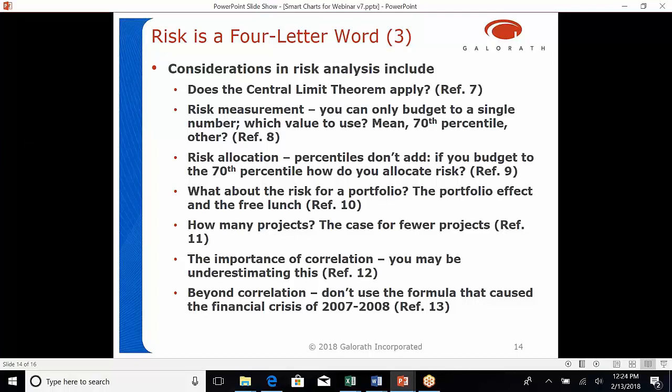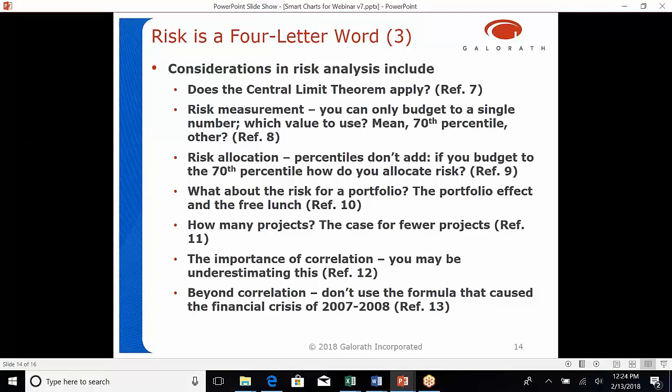And there are some other measures of risk that are better than percentiles that take into account some conservatism, such as expected shortfall. Okay, now if you budget to percentile, though, which is still a common practice, the percentiles don't add. So if you budget to the 70th percentile total level, then you have to allocate risk back to a lower level. You can't just say we're going to allocate to the 70th percentile of each individual value, because that would then overestimate the 70th percentile.